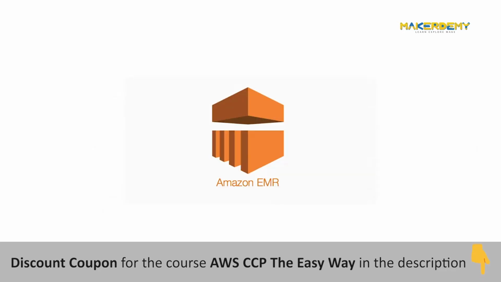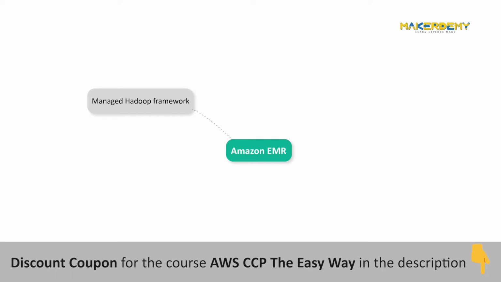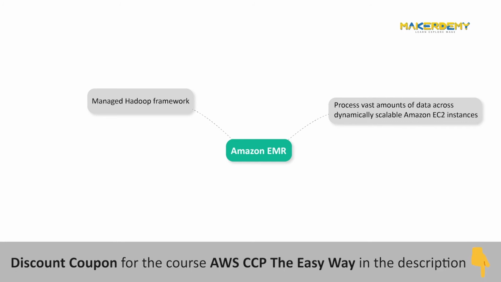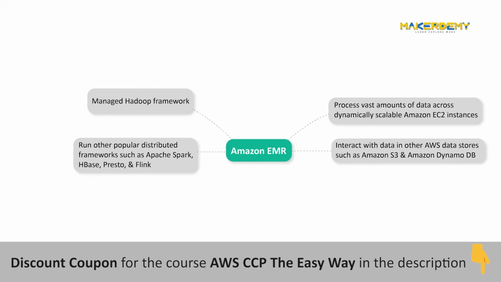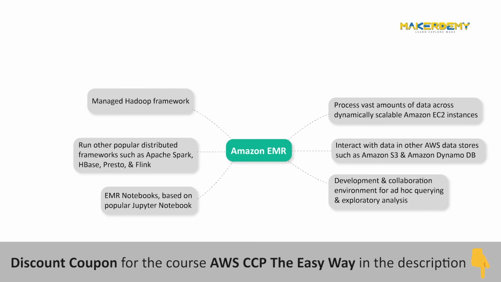Amazon EMR. Amazon EMR provides a managed Hadoop framework that makes it easy, fast, and cost-effective to process vast amounts of data across dynamically scalable Amazon EC2 instances. You can also run other popular distributed frameworks such as Apache Spark, HBase, Presto, and Flink in Amazon EMR, and interact with data in other AWS data stores such as Amazon S3 and Amazon DynamoDB. EMR notebooks, based on the popular Jupyter Notebook, provide a development and collaboration environment for ad hoc querying and exploratory analysis.